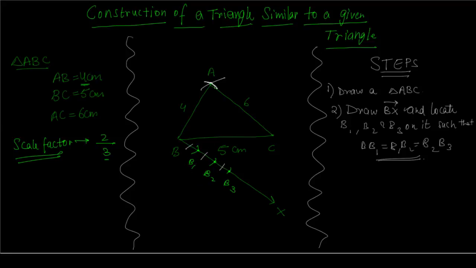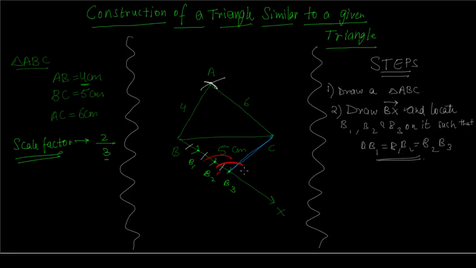The next step, we are going to join B3 to C. I've joined B3 to C. And we are going to construct a line because here the numerator is 2. So at B2, we are going to construct an angle equal to this particular angle which B3C is forming with BX. This B3C is forming this angle with BX, right? So we're going to construct the same angle at B2, as we did in the division of a line segment.